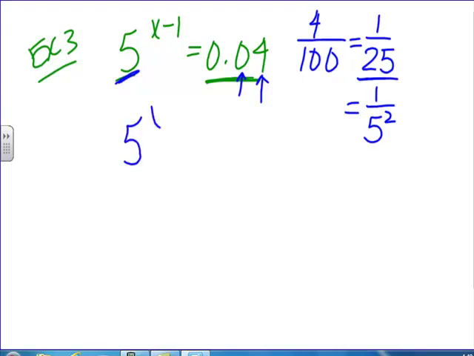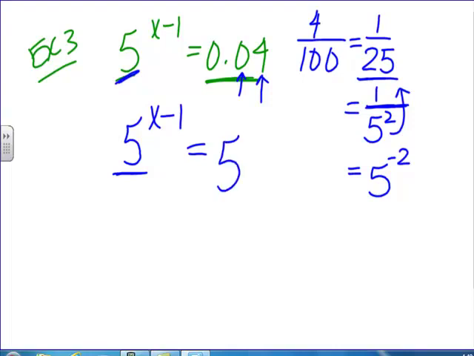But if I were to bring that over, that 1 over 5 squared, that's not going to work because I need the base to be 5. So this is where your understanding of exponents comes into play. Normally you're not going to think like this, but I need this 5 to be in the numerator. So I am going to shift that up. And by shifting that up, that 5 squared in the denominator becomes 5 to the negative 2 in the numerator.